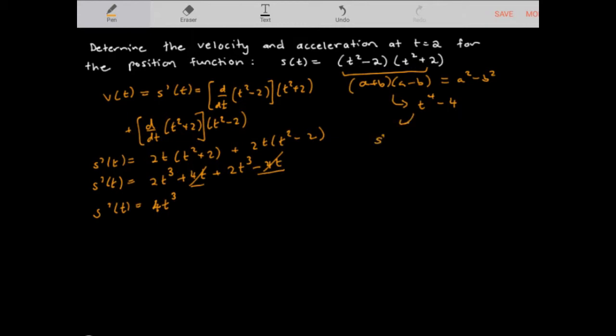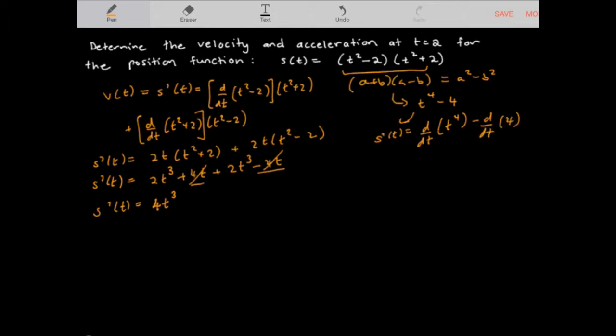If I do s prime of t, you get the derivative of t to the power 4 minus the derivative of 4, so you get 4t cubed, and the second part is 0. This does save you a lot of time, but I just wanted to employ the product rule. At the end of the day, it gives you the same result; one is just faster than the other. This is our velocity function. Next we're going to figure out the acceleration function.